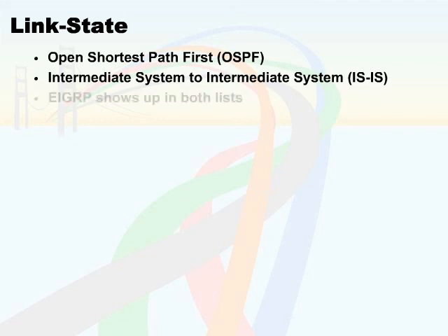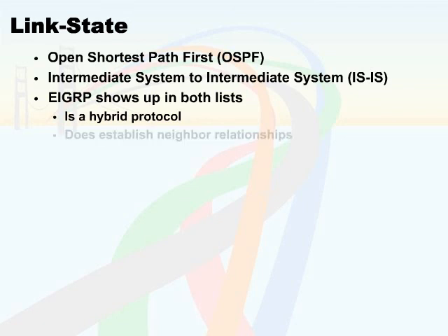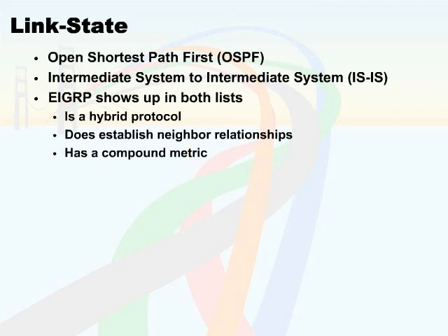As mentioned earlier, the EIGRP is a hybrid protocol that can also be counted as an example of a link state. It establishes neighbor relationships and communicates only with directly connected routers. It also shares a very good compound metric philosophy with link state protocols.